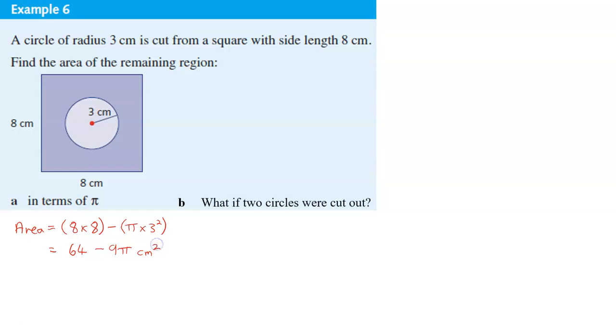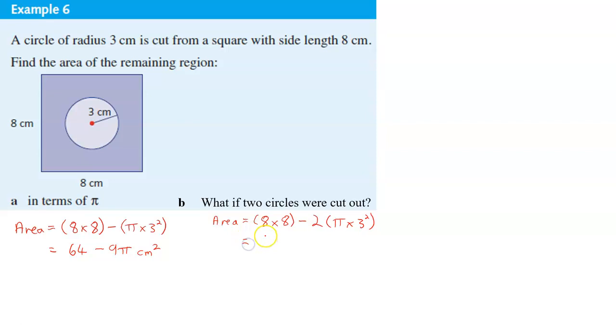Now I might cut 2 circles out. What would I do in this situation? Well, I've still got the area of the square, but now I'm subtracting 2 lots of the circle. So that's 2 times the area of the circle.